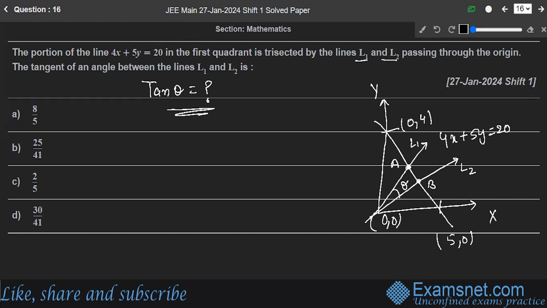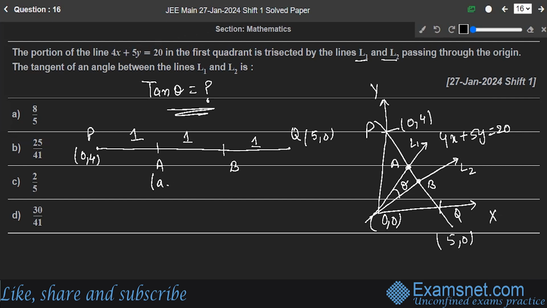Now consider this line. Let's name its endpoints P and Q. This is the point P, which is (0, 4), and this is the point Q, which is (5, 0). This is trisected, it's given in the question, by the points A and B. So the ratio is 1:1:1 if they are being trisected. Now, to find the coordinates, let's say those are A and B, and let's say these are C and D.